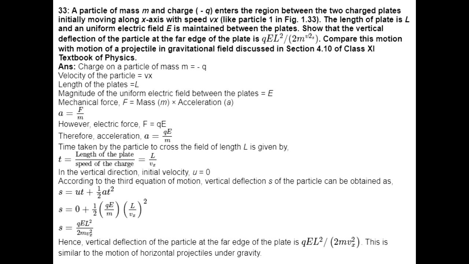In the vertical direction, initial velocity is 0, so s is equal to half a t square, which is half of qE by m into L by vx whole square. So displacement s is equal to qEL square upon twice mvx square. Hence the vertical deflection of the particle at the far edge of the plate is qEL square upon twice mvx square. This is similar to the motion of a horizontal projectile under gravity.